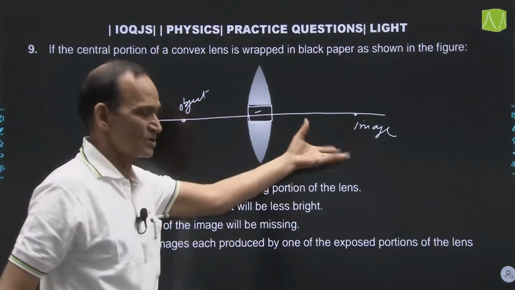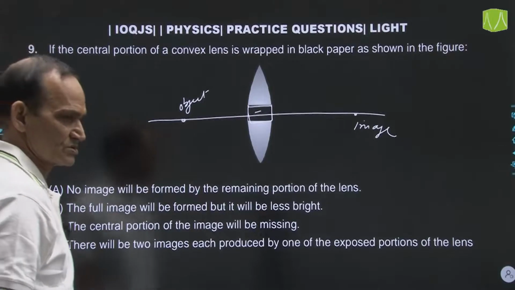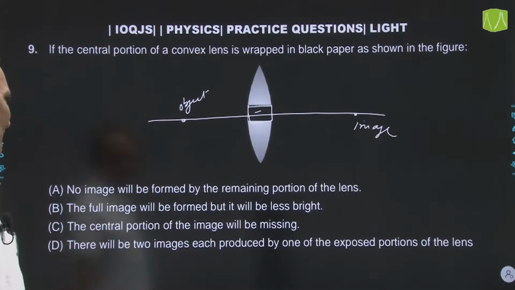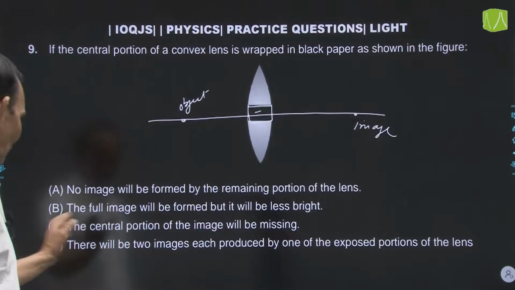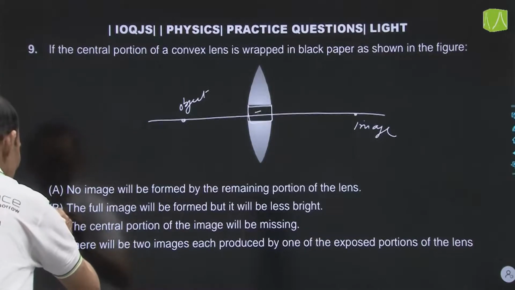It means the position of the image will be the same, but the intensity will decrease. So the option "no image will be formed" is wrong. "The full image will be formed, but it will be less bright" is correct.